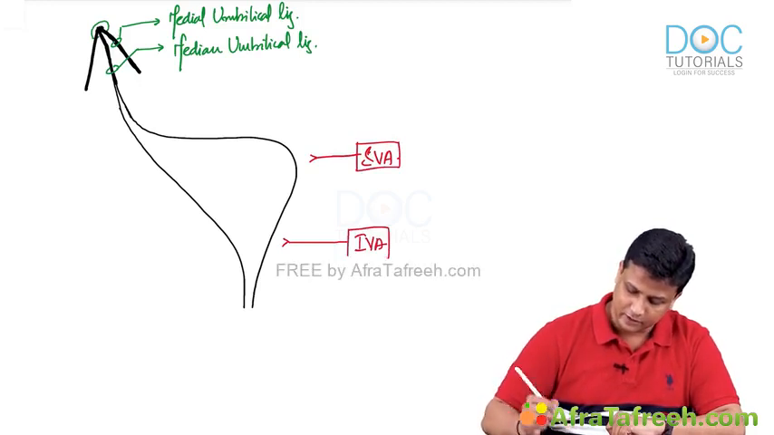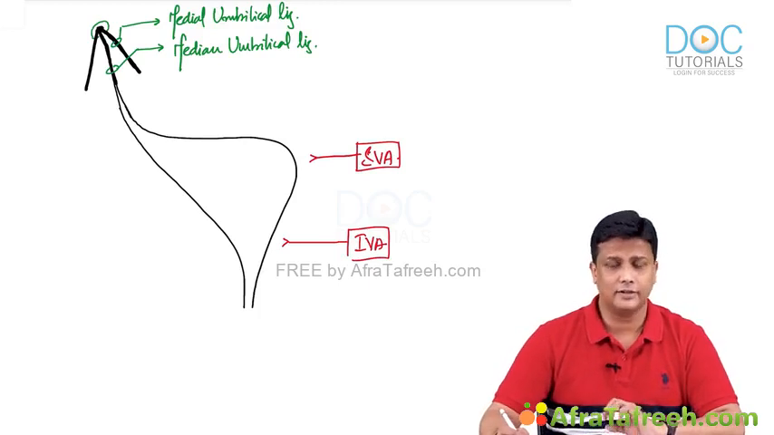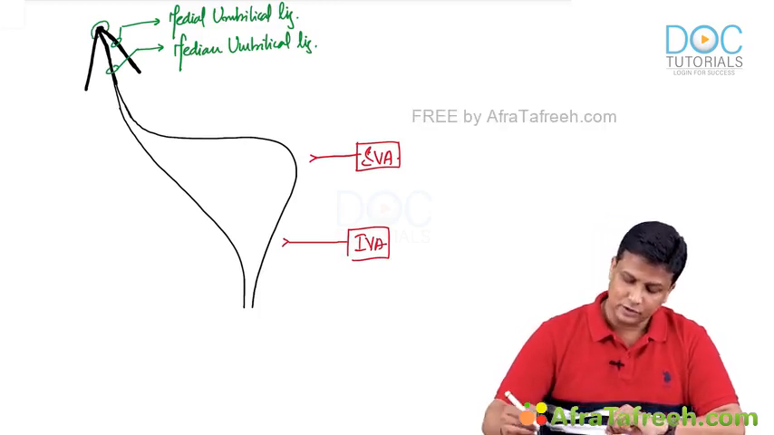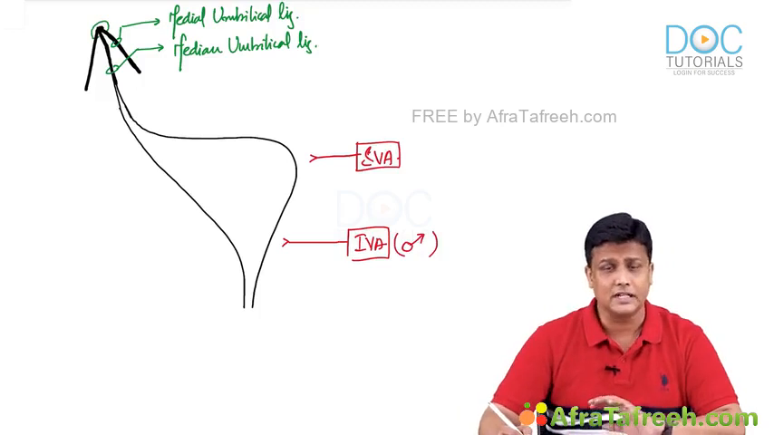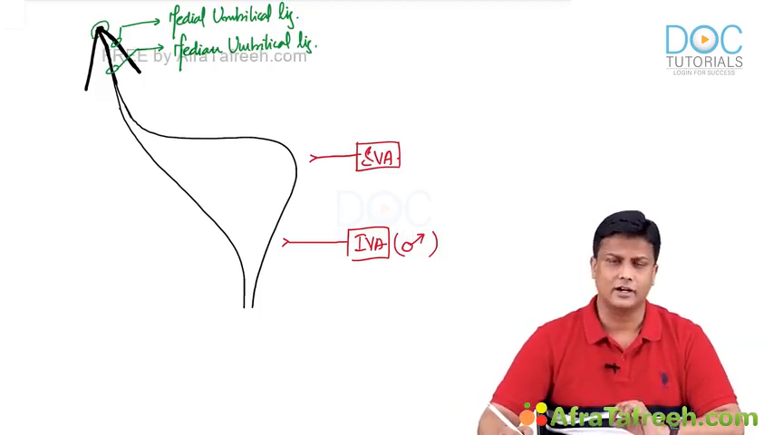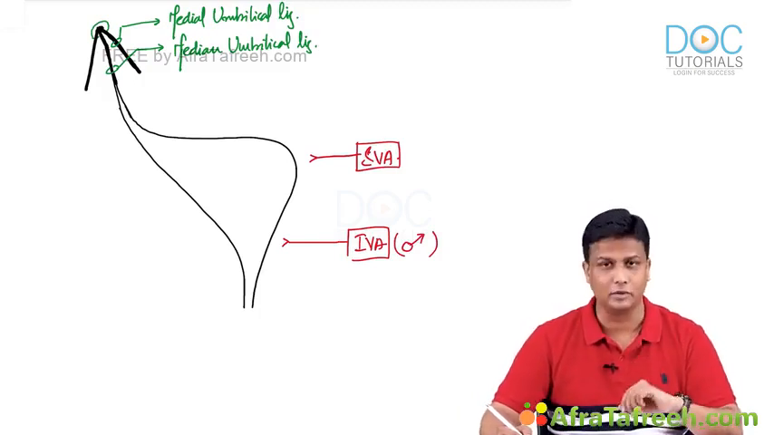Perfect. Now, regarding these superior and inferior vesical arteries, there are some important points you have to remember. Out of these two, the inferior vesical artery is present in males only, not in the female. It is present only in the male, and homologous to that one in the female will be the vaginal artery. First point to remember.